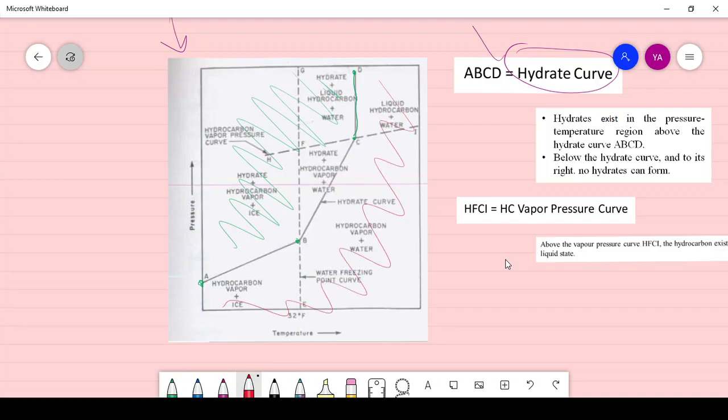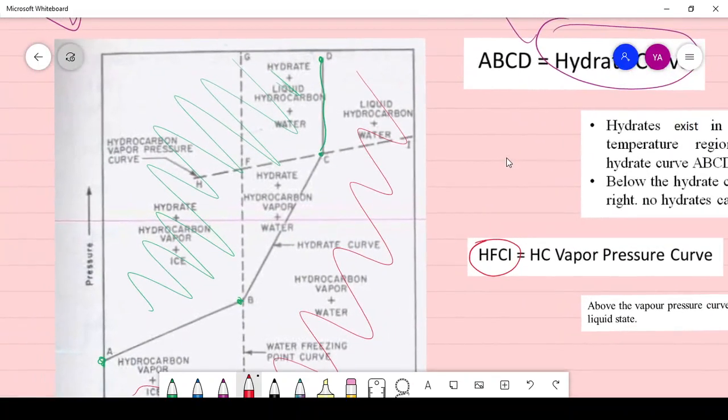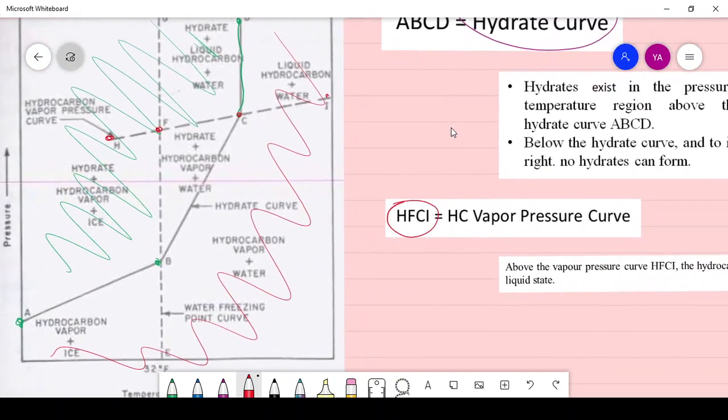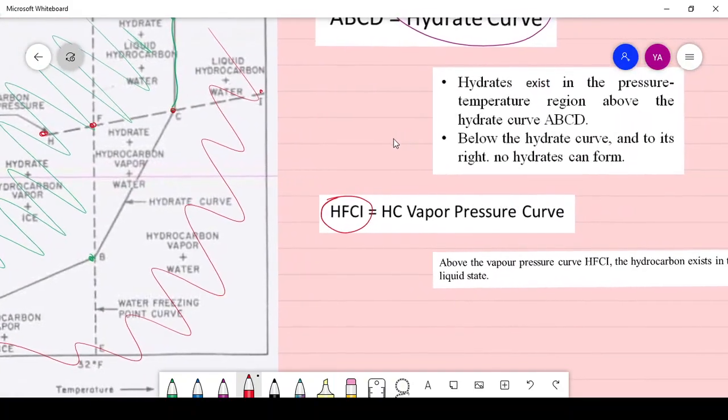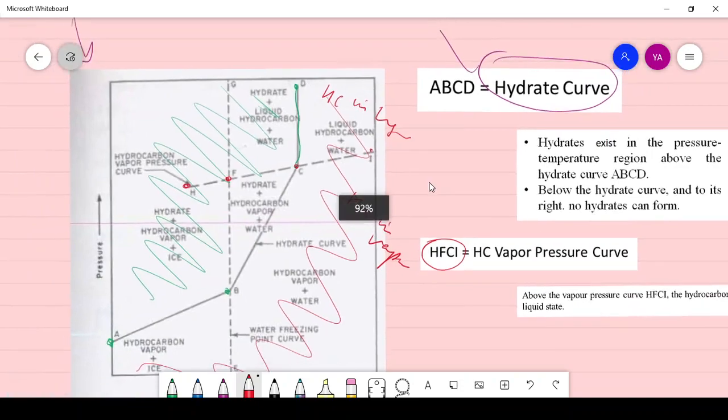Now come to the second point. The second point is the HFCI, which is called the hydrocarbon vapor pressure. So where is the HFCI? If you look here, this is HFCI. This line tells about the hydrocarbon vapor pressure. Above the vapor pressure curve HFCI, hydrocarbon exists in the liquid state. So above this, hydrocarbon is in liquid, and below, hydrocarbon is in vapor. So this is about the HFCI.